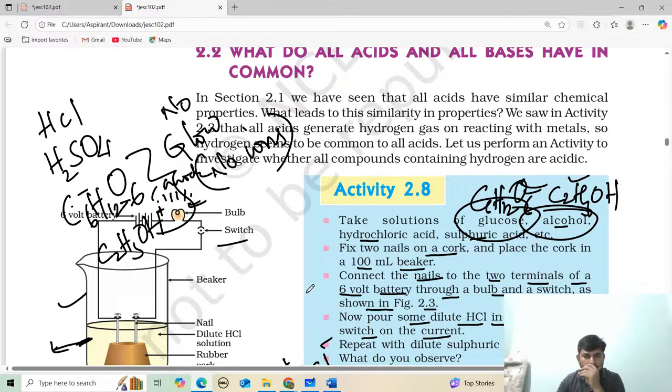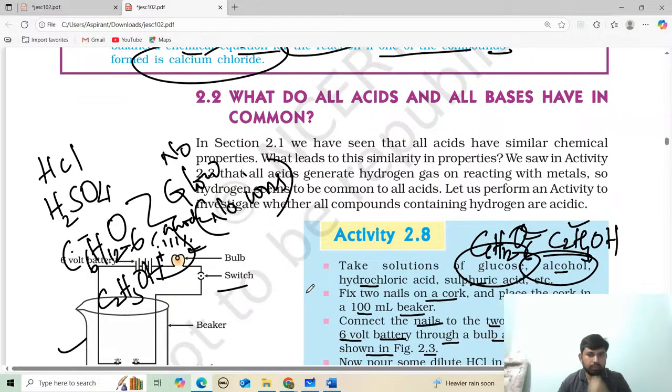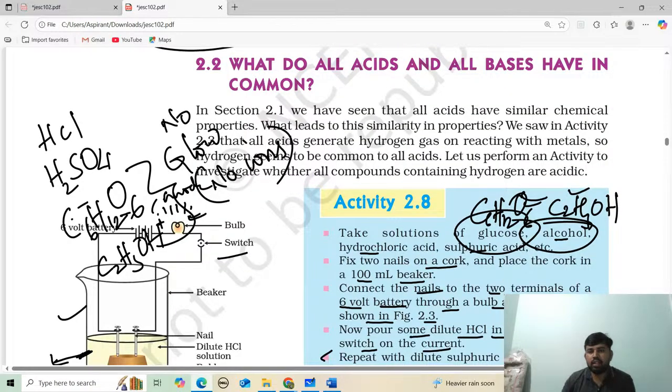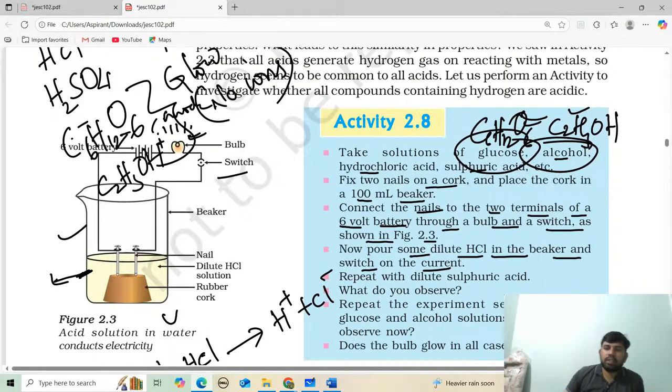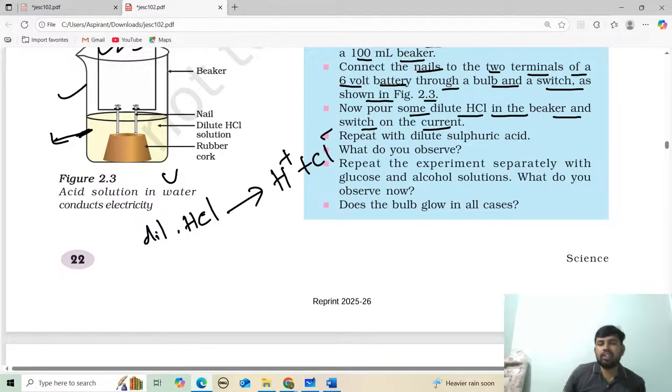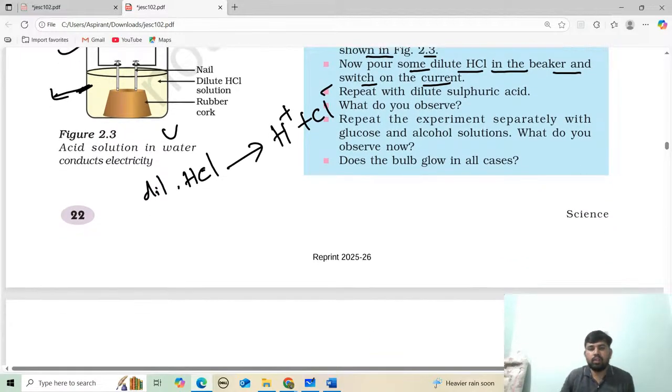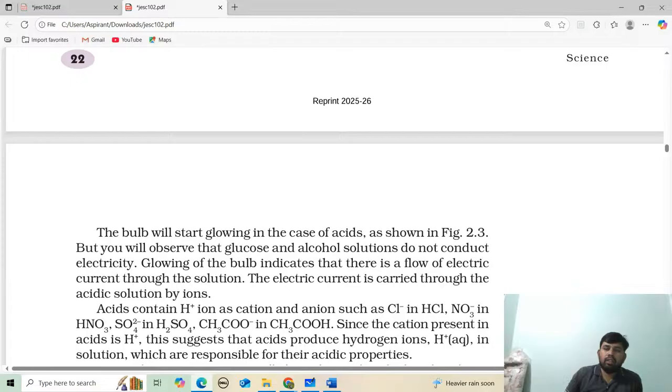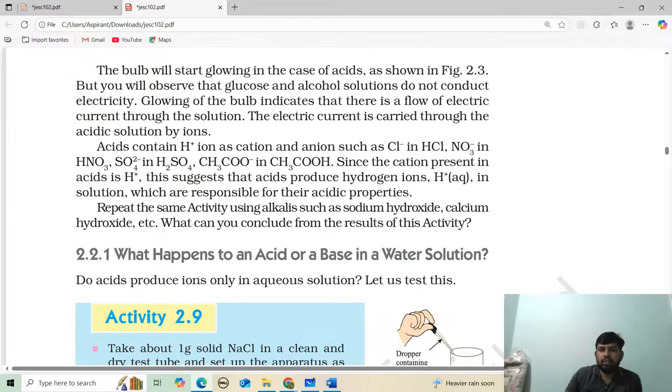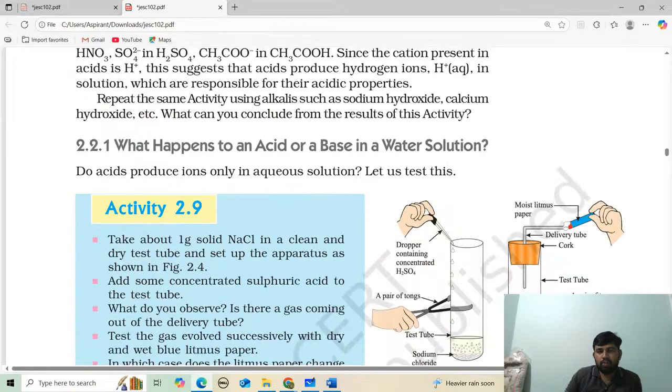By this activity we concluded that just because there is hydrogen in the formula, we can't categorize those things as acids. There must be a condition: whenever we add an acid to water, it must produce H+, and then we can call it an acid. Similarly, if it is a base, it has to produce OH- in water.